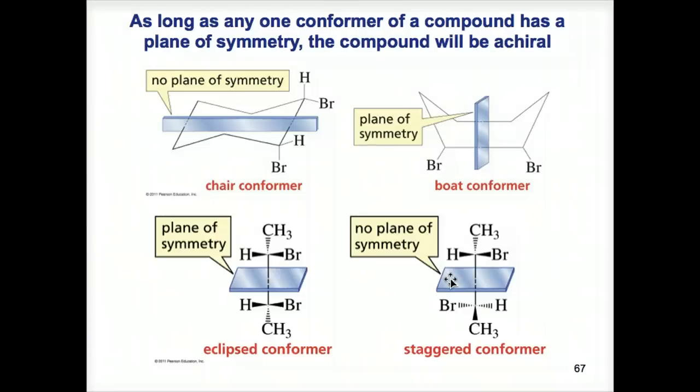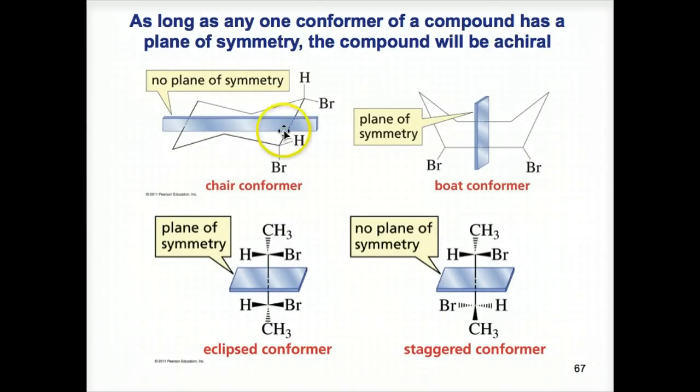Okay, as long as one conformer of a compound has a plane of symmetry, the compound will be achiral. And just for illustration, here are various examples that you can see. As you know, a chair conformer is on the left and a boat conformer is on the right up here. Again, if the achiral compound that has a plane of symmetry has 2 asymmetric carbons, then it is a meso compound.